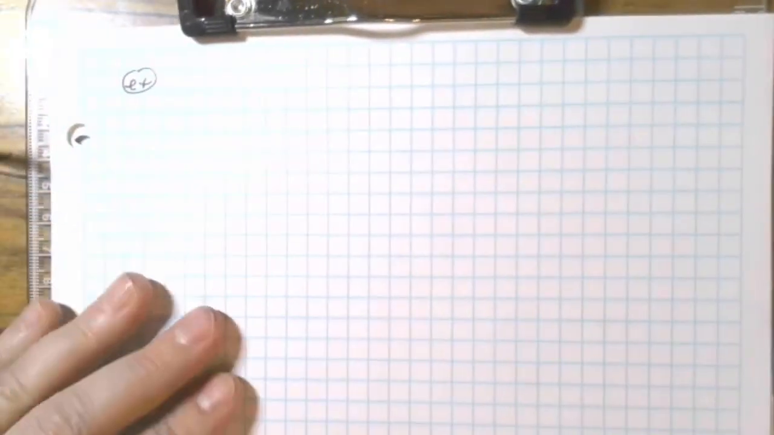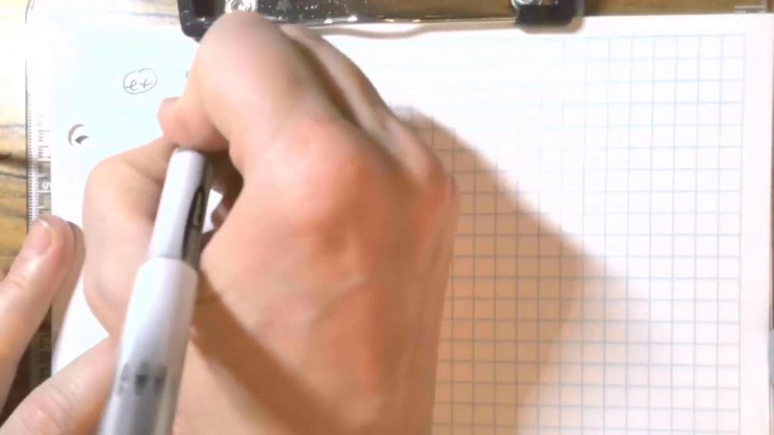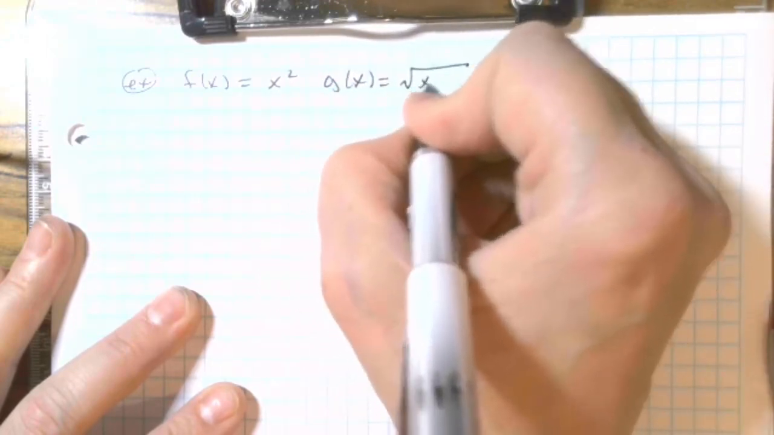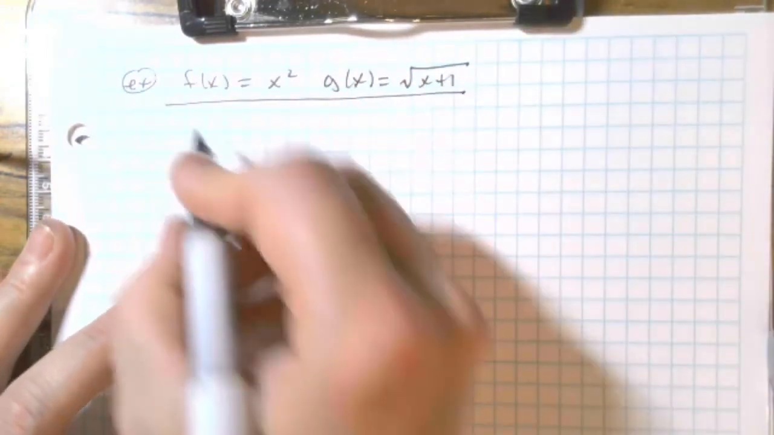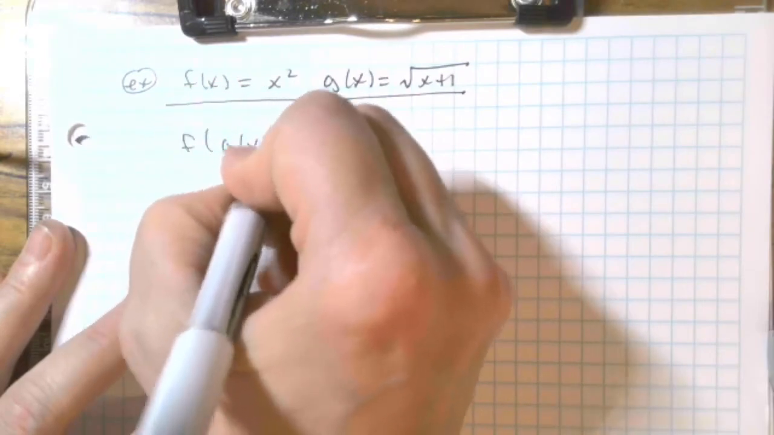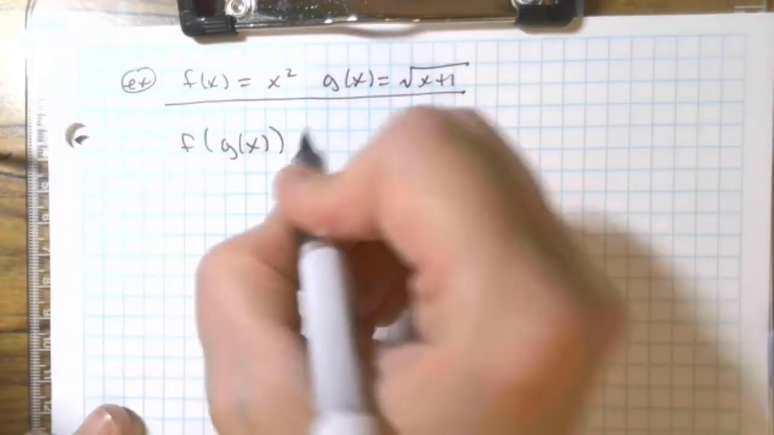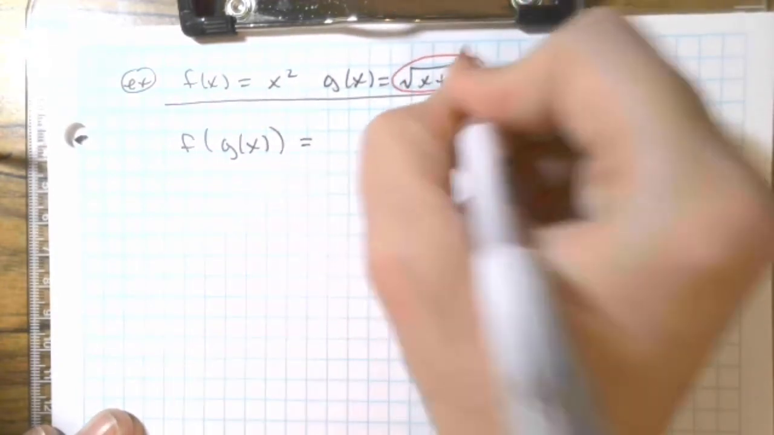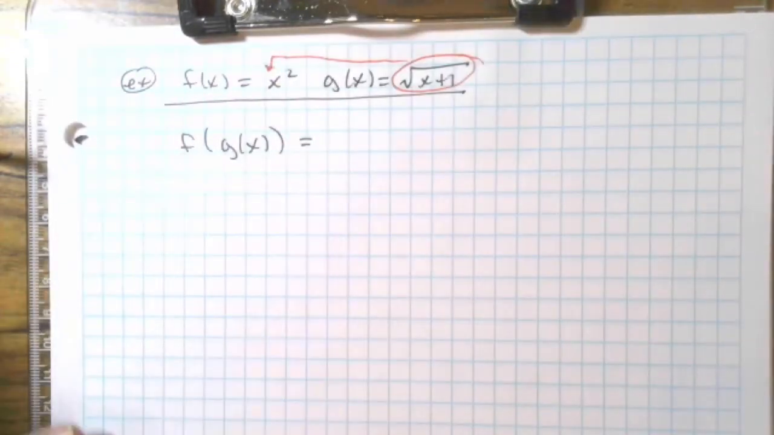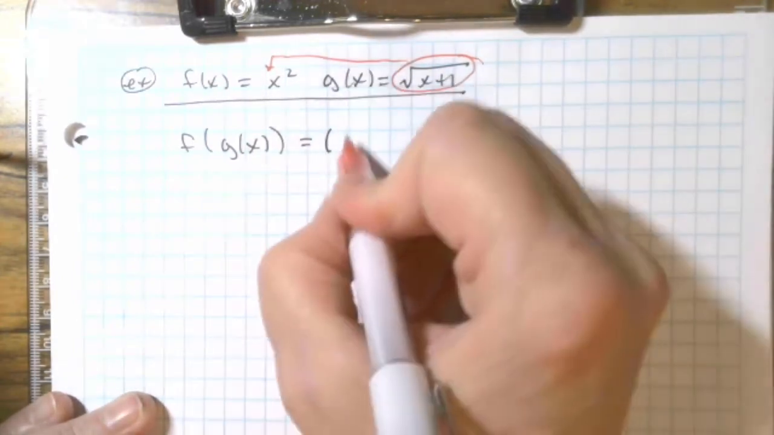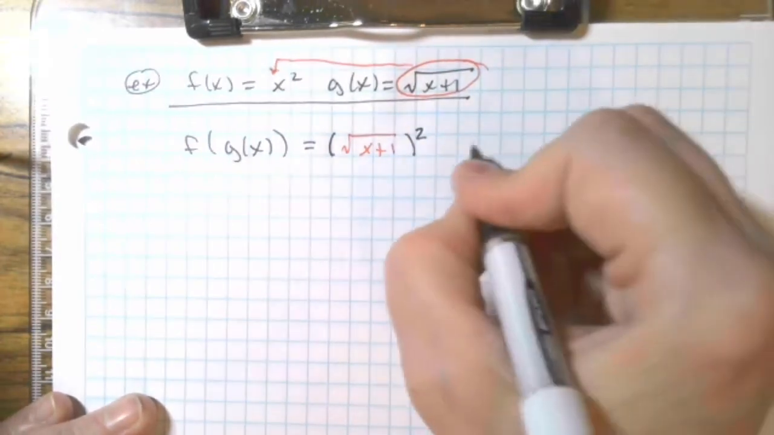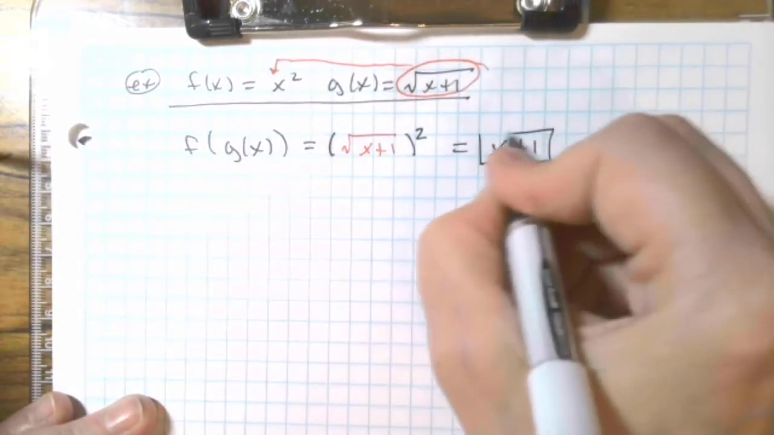All right, here's an example. Let's say that f of x is x squared and g of x is the square root of x plus 1. And we're going to calculate f of g of x. So what this says is we are going to take function g, and we're going to replace every x in function f with that. So instead of x squared, we're going to have the square root of x plus 1, squared, which ends up being x plus 1.